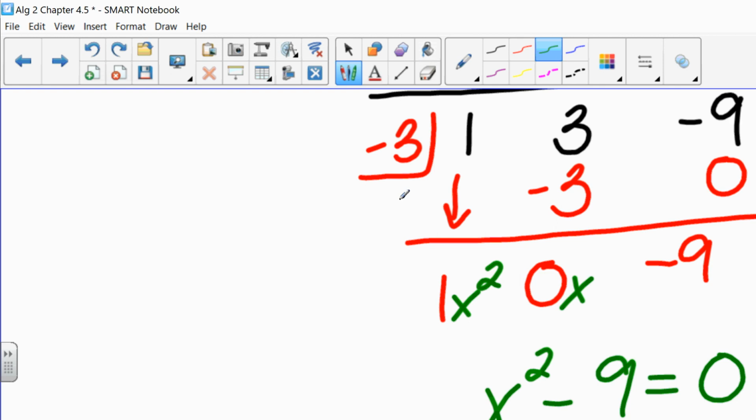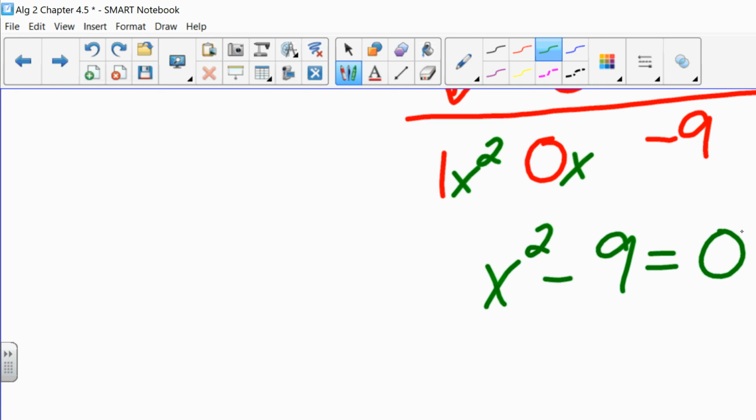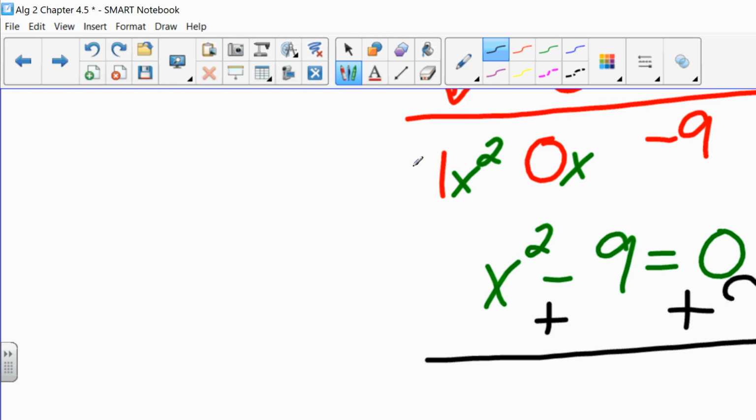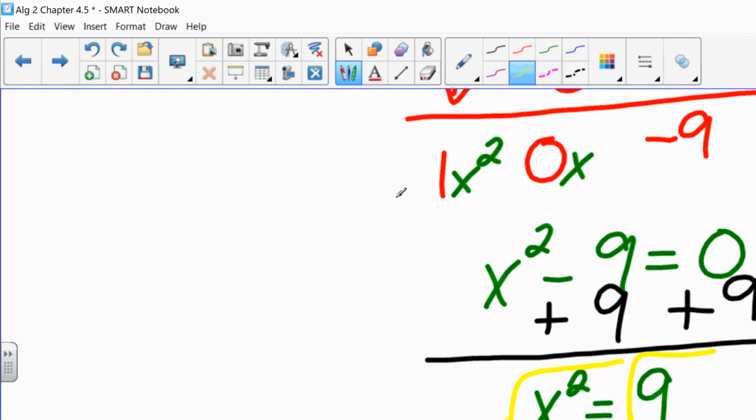Now at this point here, we can solve for the value of x by using the quadratic formula, or we can actually use the square root method, because the only variable that we have is x squared. So we can get it by itself. So how can we get it by itself? We can add 9 to both sides. And if I add 9 to both sides, I will get that x squared is equal to 9. And then what can we do? Square root both sides.